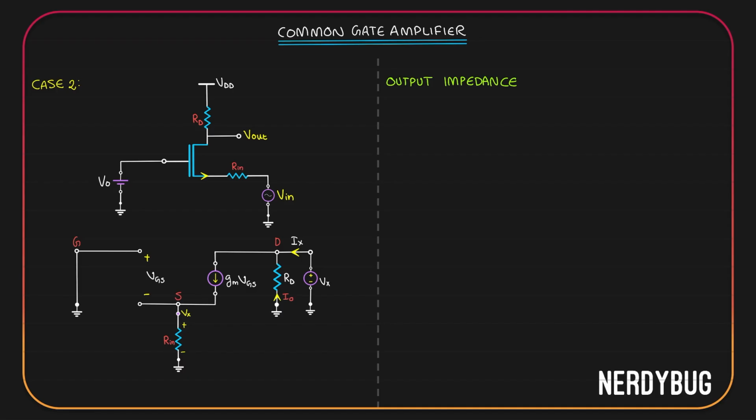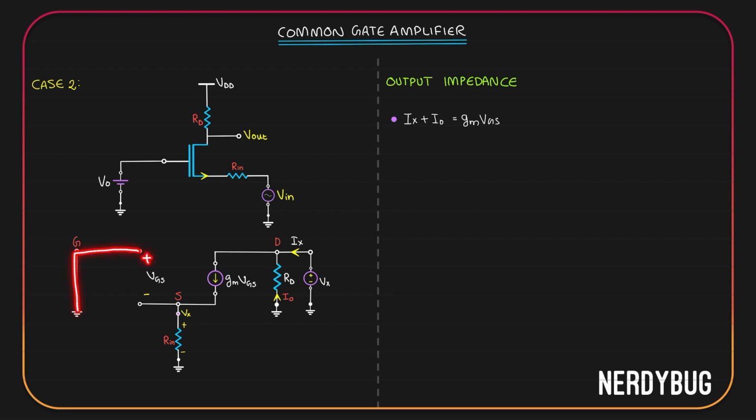If we apply Kirchhoff's current law at the drain, we can see there are three currents. Ix is coming into the node, I naught is also coming into the node, gmVGS is going out of the node. So according to the law, Ix plus I naught is going to be gmVGS. Now let us apply Kirchhoff's voltage law in this loop.